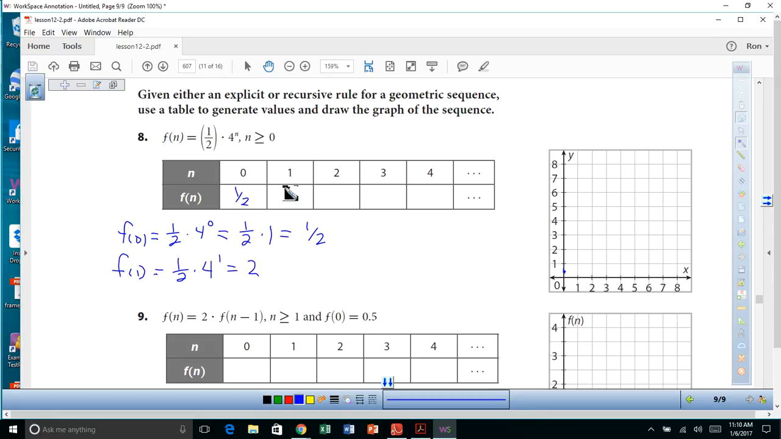F of 1 will be 1/2 times 4 to the first power, which is 1/2 times 4, or 2. So 1 is, well, put a 2 there. 1 is 2. All right, looking good so far. F of 2 equals 1/2 times 4 squared. That would be 1/2 times 16, which is 8.